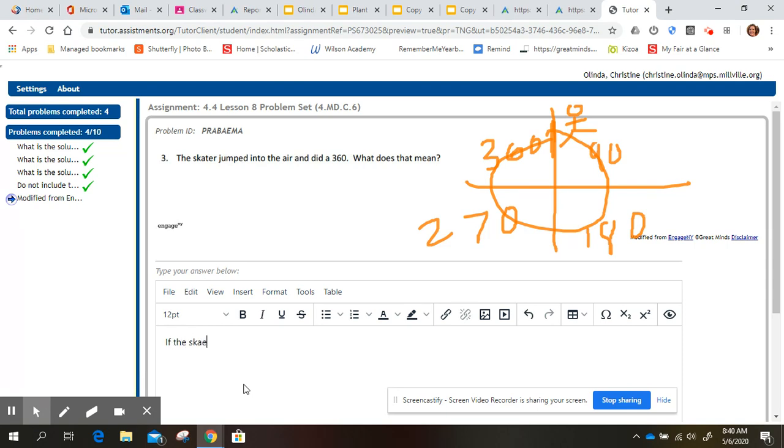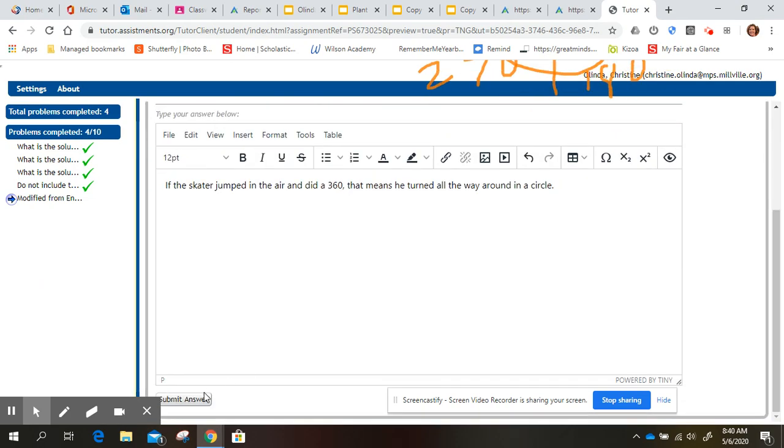If the skater jumped in the air and did a 360, that means he turned all the way around in a circle. Remember, you can pause the video to copy the sentence so you can go back and put it in. And then we're just going to submit.